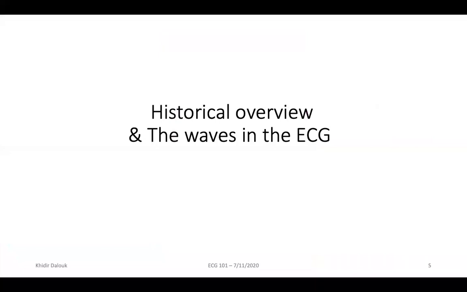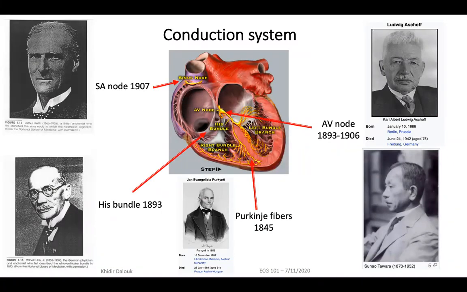في البداية عاوز أتكلم عن historical overview يعني of electrocardiography and the waves of the ECG. The start of electrocardiography and electrophysiology started with the discovery of the anatomical structures of the conduction system. As you can see in this figure, the first to be discovered was Purkinje fibers by Dr. Purkinje, who was an anatomist from the Czech Republic or Poland, others say from Poland, in 1845. In 1893, Dr. Wilhelm His, a German physician and anatomist, discovered the His bundle and the AV node.